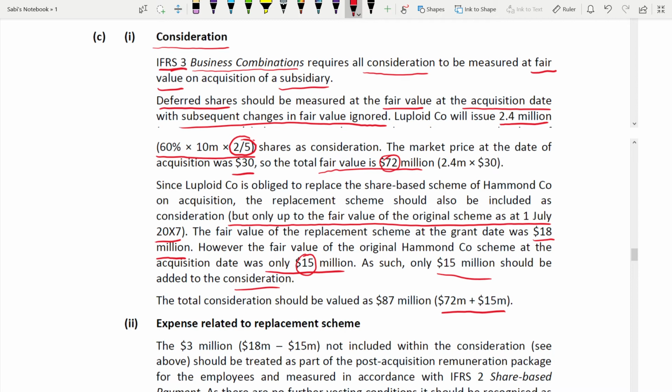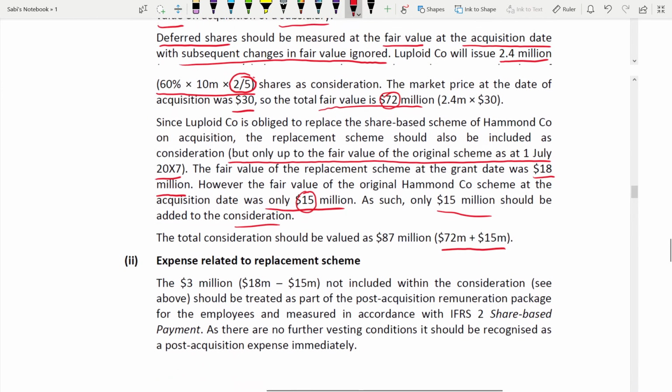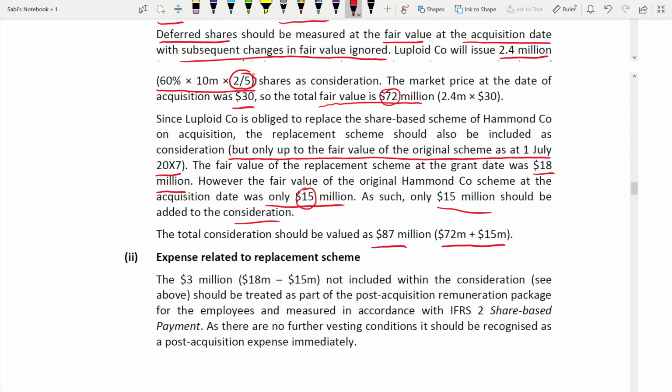It's not the replacement scheme fair value you have to take. They have told, yes, since you are obliged to replace the share based scheme, you have to take that in the consideration, the replacement scheme, but only up to the fair value of the original scheme. Okay, the fair value of that on that acquisition. That's why you're taking 15 million, not 18 million. Okay, and so that 15 million you are adding with 72 million, which is the share value you have taken. The total consideration is 87 million.